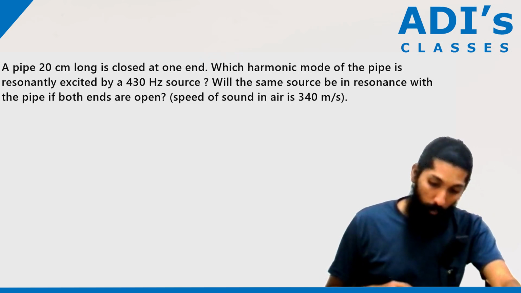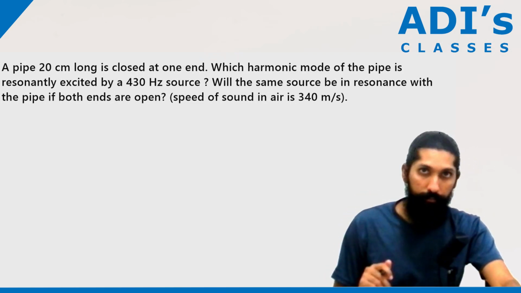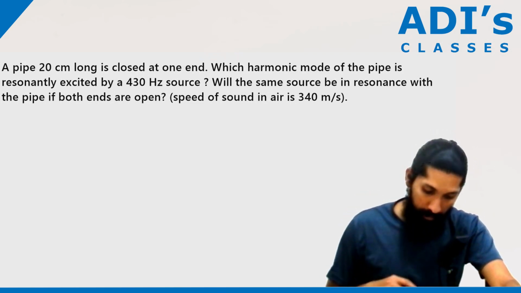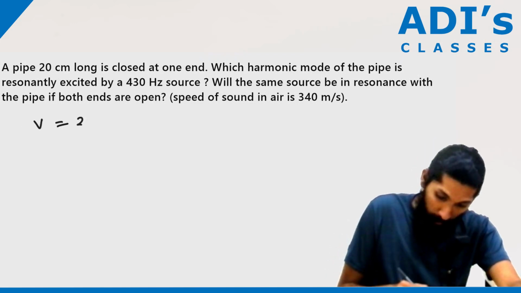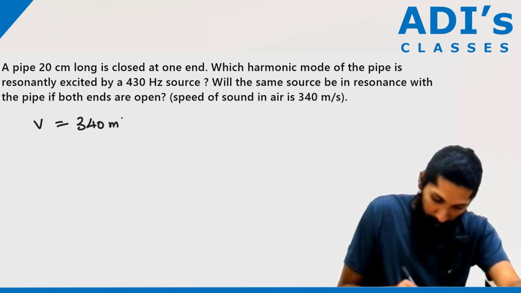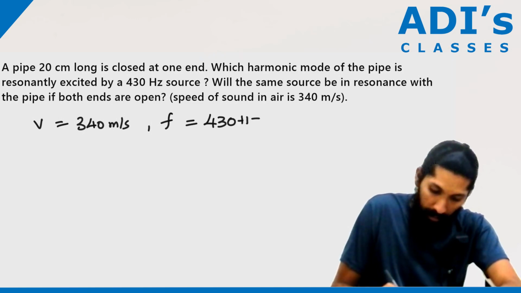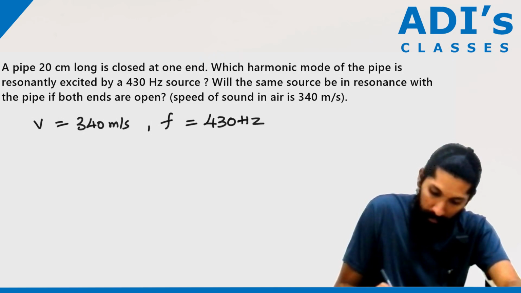Alright, what is given? What you need to figure out. Okay, so two things are there, isn't it? So first let's write down what is given to you. You have velocity v to be 340 meter per second and you have the frequency f to be 430 Hertz.